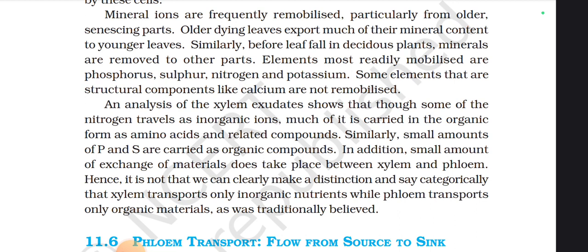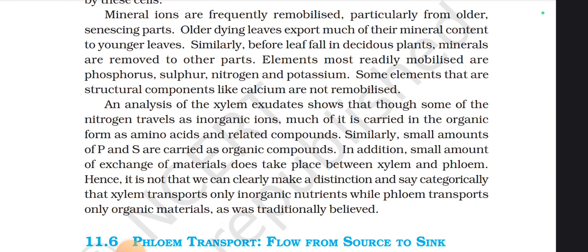An analysis of the xylem exudates shows that though some of the nitrogen travels as inorganic ions, जैसे अमोनियम हो गया, नाइट्रेट हो गया, much of it is carried in the organic form as amino acid and related compounds. Similarly, small amounts of phosphorus and sulfur are carried as organic compounds. In addition, small amounts of exchange of materials does take place between xylem and phloem.